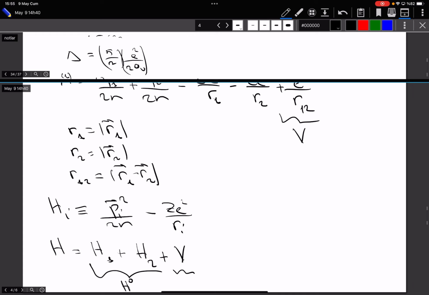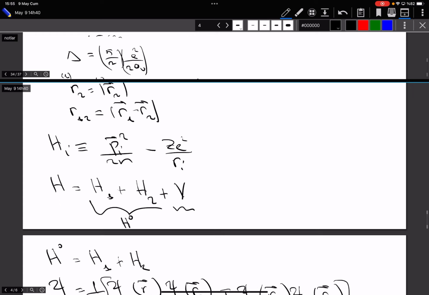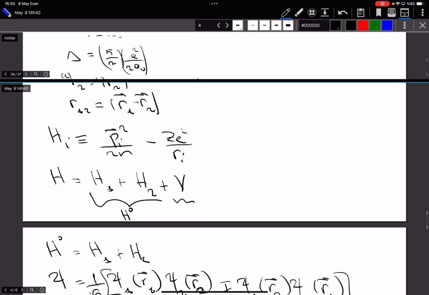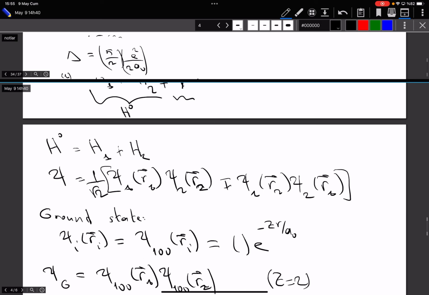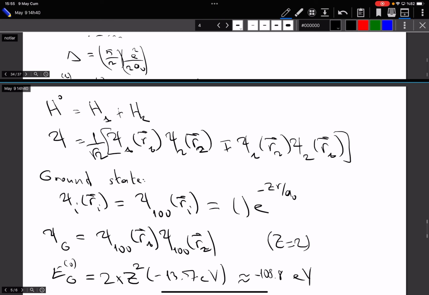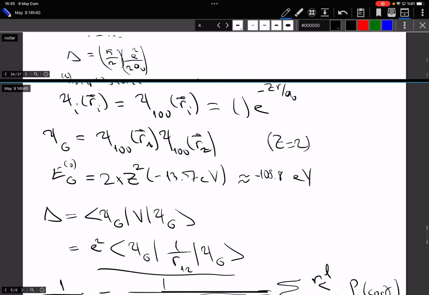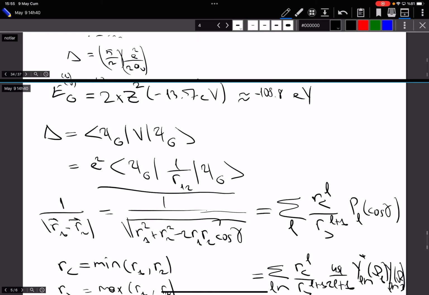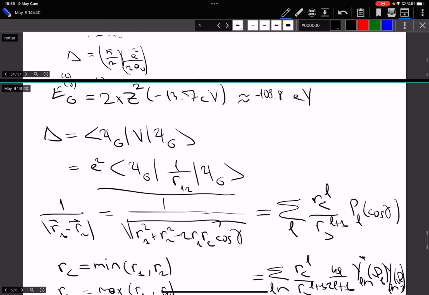If we ignore the potential, it's two independent systems, we know the solutions. We take it as the zeroth order approximation. If you do all the computations, what you obtain for the ground state energy is minus 108 electron volts. The exact value is around 80, so this is somewhat large.